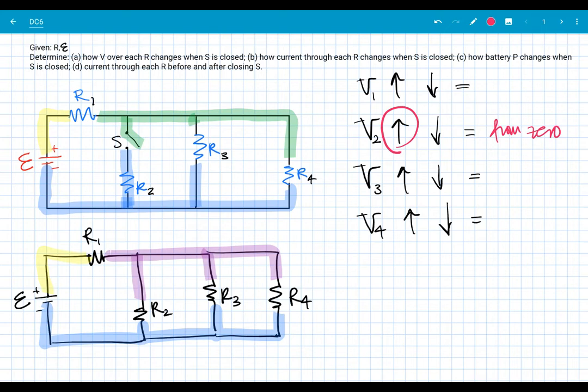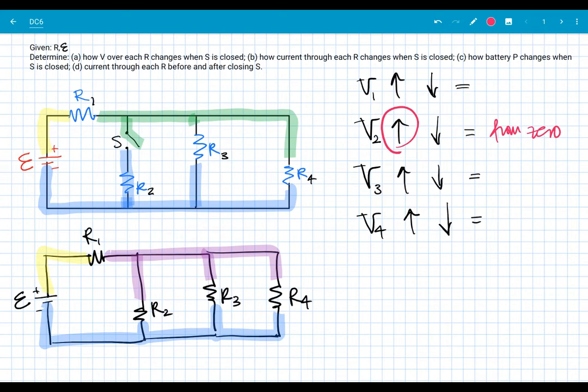V3 and V4, not sure what those are doing. Maybe you thought they stayed the same. Maybe you thought they decreased. Maybe you thought they increased. So let's talk about how we can figure out what they do. Now, I will say that what they do is not really dependent on the switch here, right? Because R2 is wired in parallel with those. But what they do is going to depend on the drop over R1.